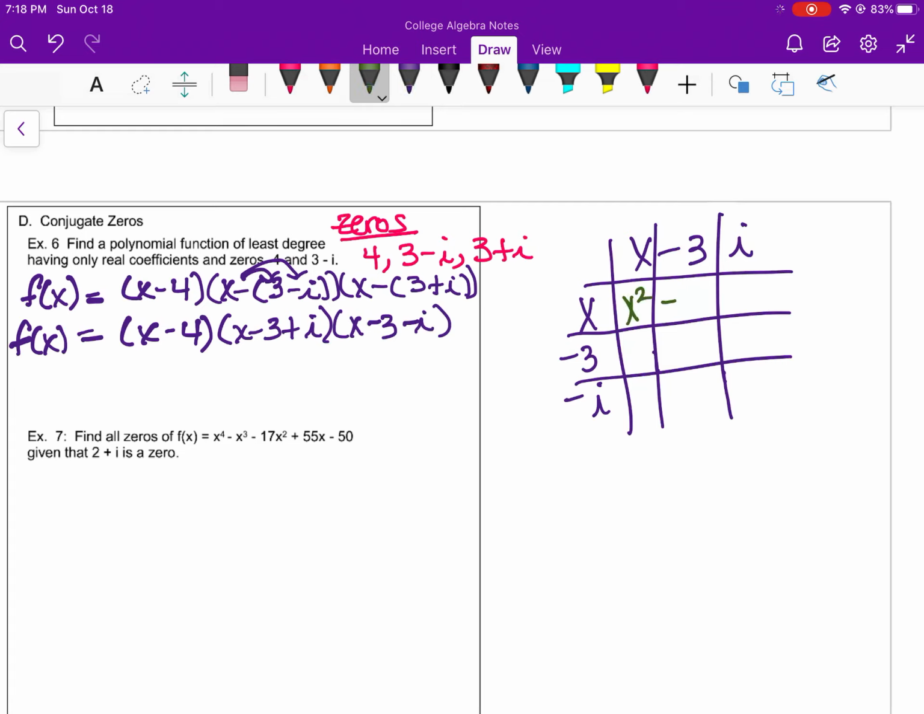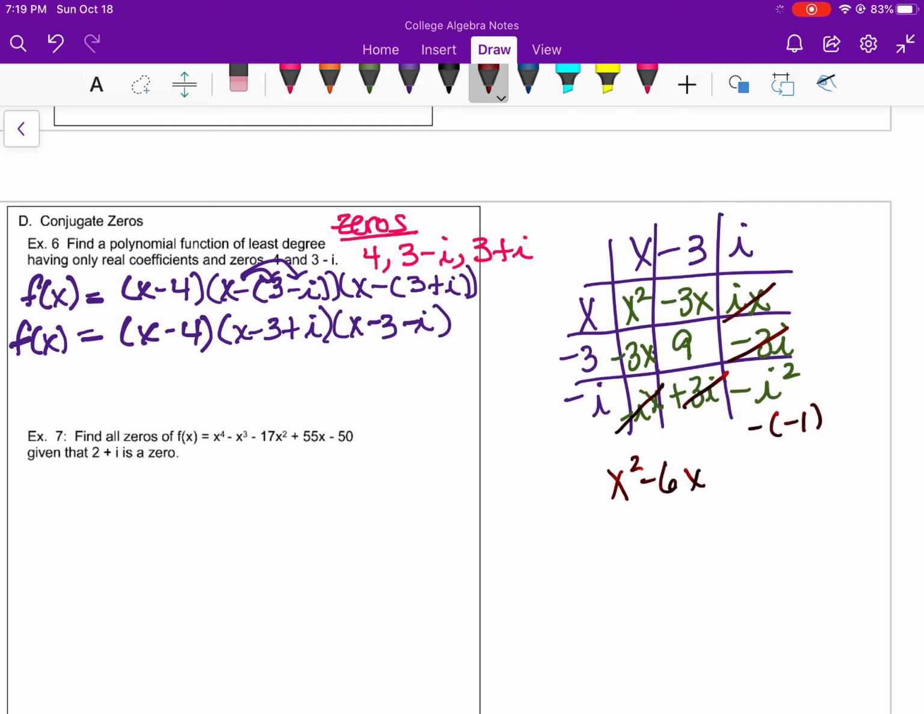So x squared, minus 3x, ix, minus 3x, 9, minus 3i, minus ix, 3i, minus i squared. And with these, since they're conjugates, you're going to have pairs add to 0. So these add to 0 and these add to 0. So I'm left with x squared minus 6x, and then minus a negative 1 from negative i squared. So that makes 1 plus 9 is 10.